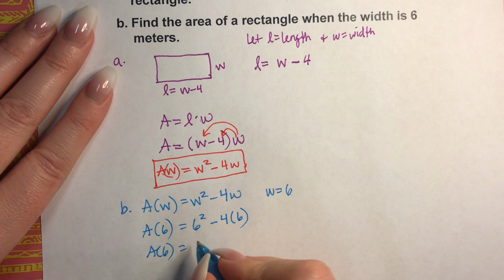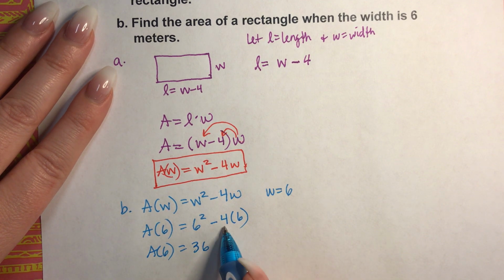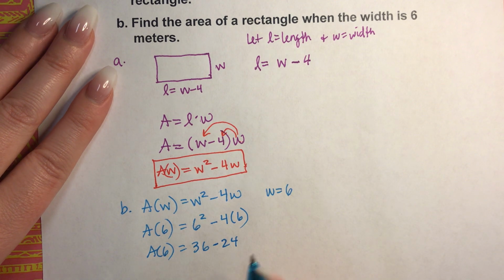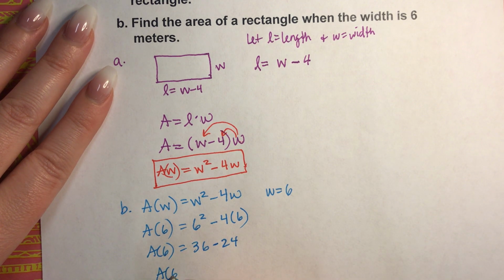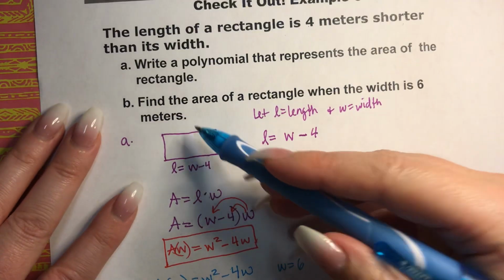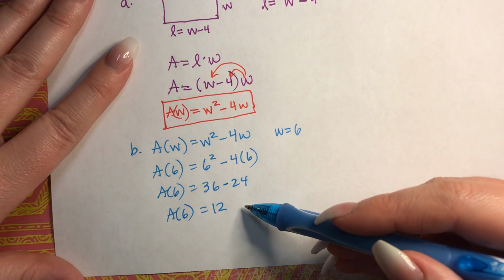6 squared is the same thing as 6 times 6, which is 36. Multiplication, negative 4 times 6 is negative 24. And then 36 minus 24 is going to be 12. Okay? So what that means, I'm dealing with meters, so my area is going to be 12 meters squared.